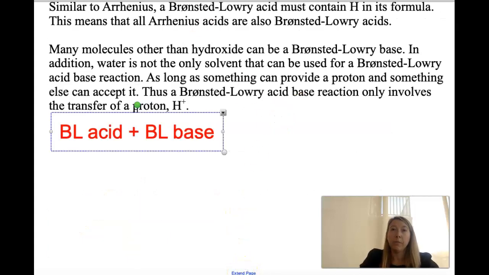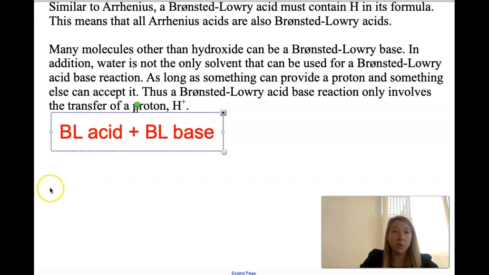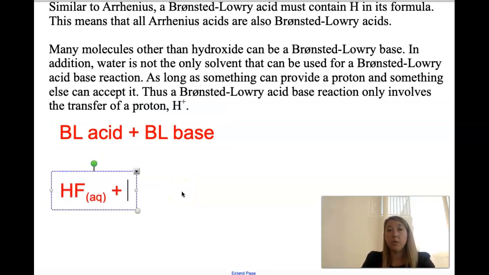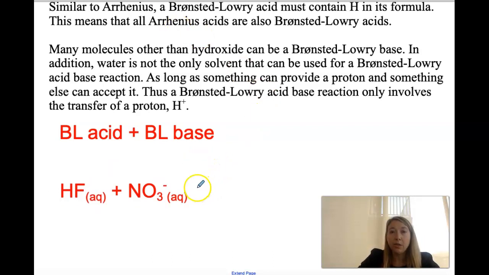Okay, so let me show you a real example instead of just writing some stuff out. Let me make the font a little smaller so it's not so massive. Let's say we have hydrofluoric acid, HF(aq), and we react it with, let's go with a nitrate ion, NO3 minus. These are going to get double-headed arrows because we're in the equilibrium unit. So what's going to happen? Well, first I need to look at this and decide what's what.